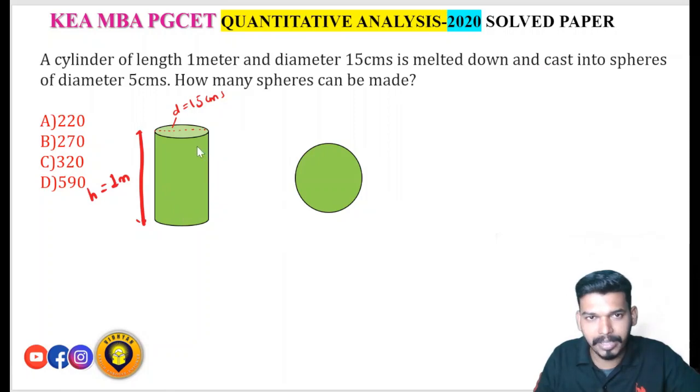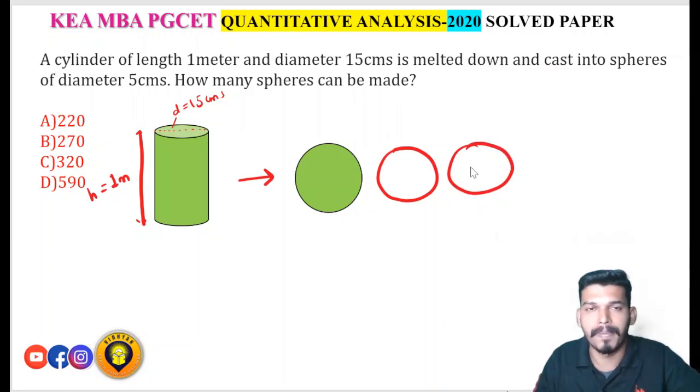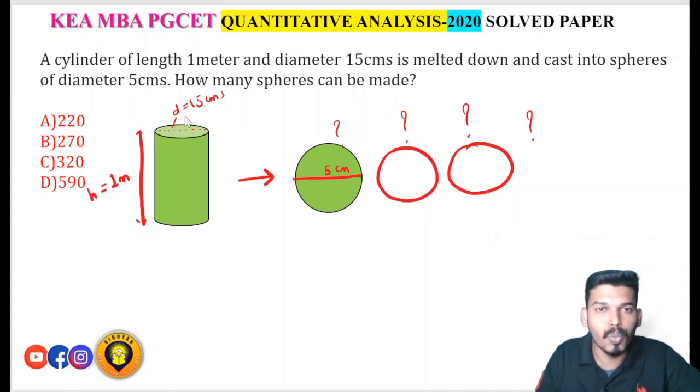So this whole cylinder is melted. After melting, it is cast into spheres. In this way, they will form many spheres. By melting down the cylinder they will cast it into spheres of diameter 5 centimeters. How many spheres can be made by melting this one cylinder?